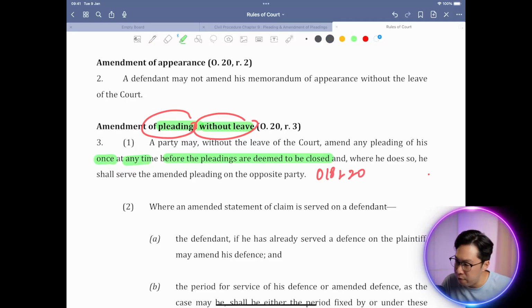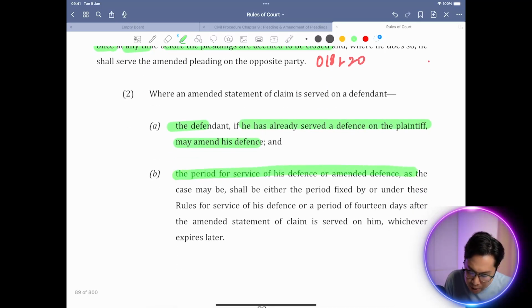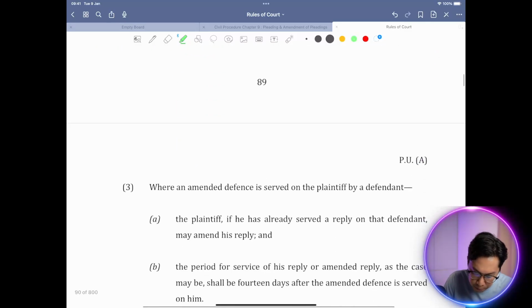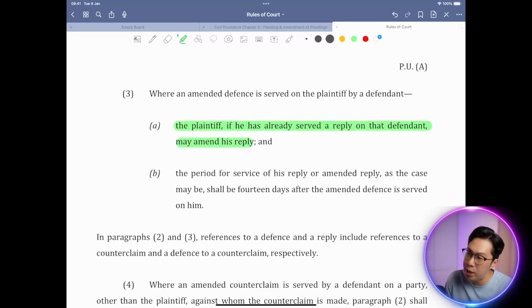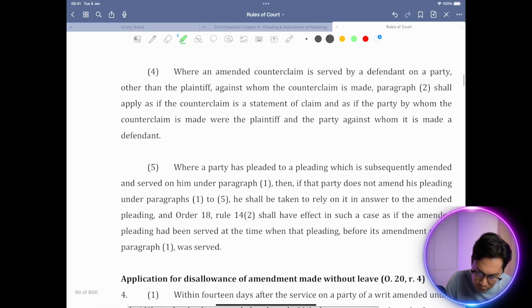Where an amended statement of claim is served on a defendant, the defendant, if he has already served a defense, may amend his defense. And the period for service of his defense or amended defense, as the case may be, shall be either the period fixed or under the rules 14 days. Okay, very general, straightforward. Where an amended defense is served on a plaintiff by a defendant, the plaintiff, if he has already served a reply, may amend his reply. So that's why you need to know the pleadings before, or else you don't know what a reply is, all these things. The period for service, as the case may be, shall be 14 days. Okay? So you can read this on your own, nothing too difficult.